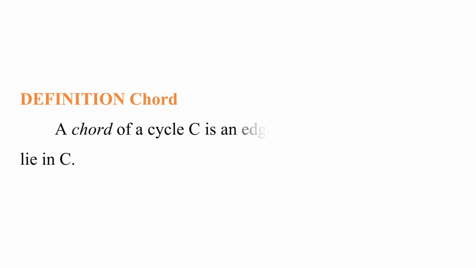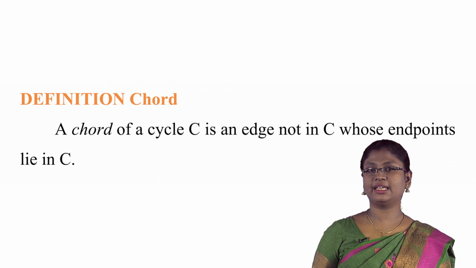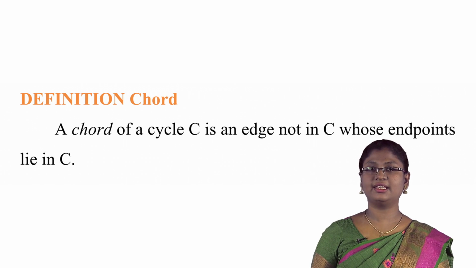The motivation for the term chord is geometric. If a cycle is drawn with its vertices in order on a circle and its chords are drawn as line segments, then the chords of the cycle are the chords of the circle. First, let us see what is meant by chord. Definition of a chord: a chord of a cycle C is an edge not in C whose endpoints lie in C.